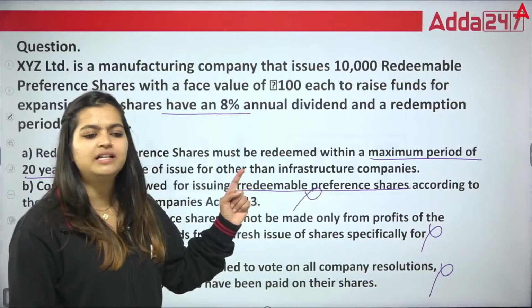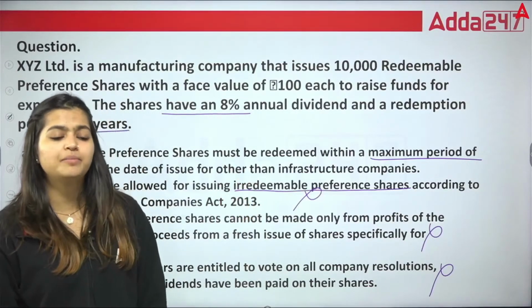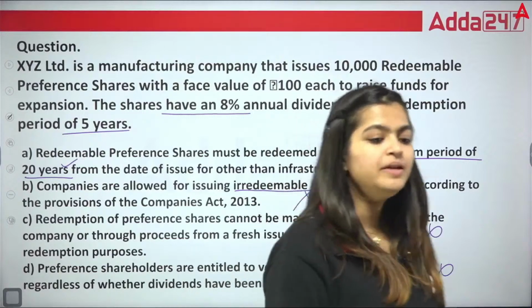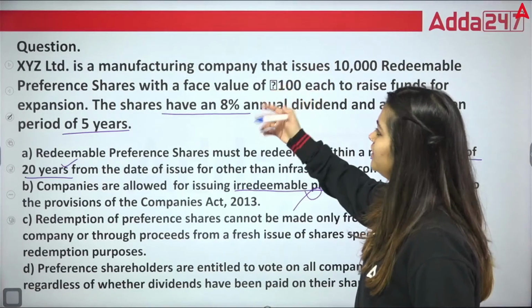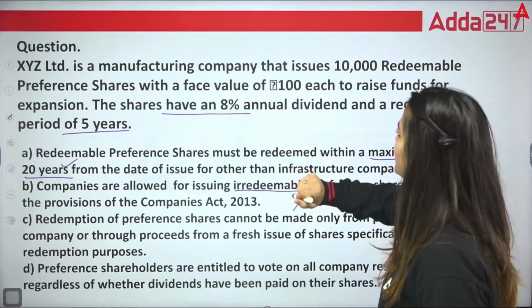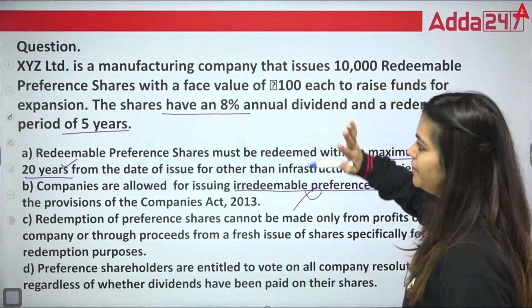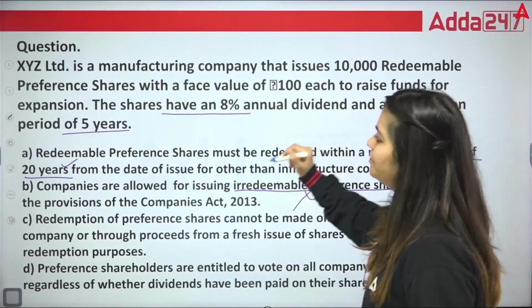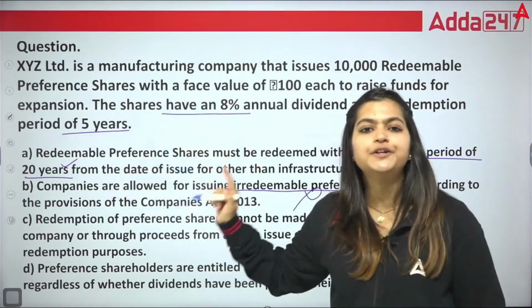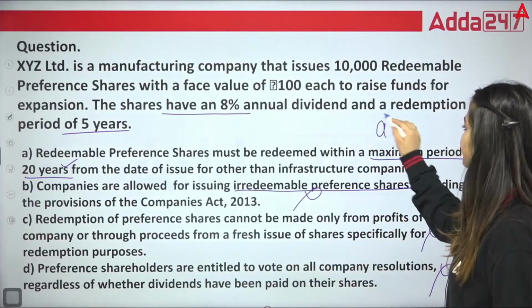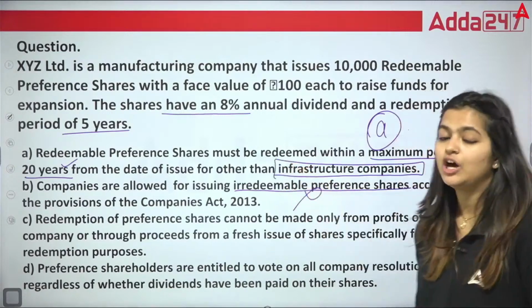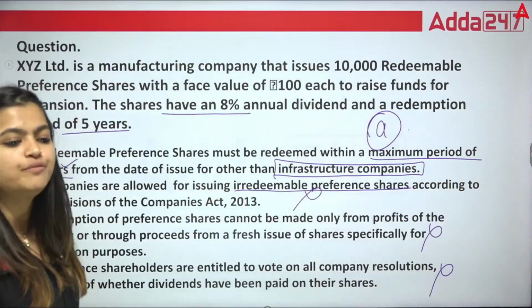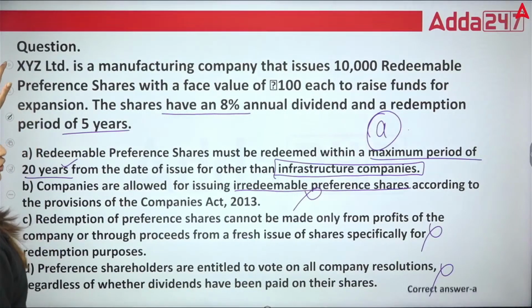Can you tell me what is the limit for an infrastructure company? What is the maximum time limit for the infrastructure company? Do you know that answer? As per the question, XYZ is a manufacturing company issuing redeemable preference shares. That is also correct. For a redemption period of 5 years, that is also correct. So the correct option of this question is option A. And you need to tell me what time limit is allowed for infrastructure companies in case of preference shares. Okay, Chali. Let's see the next question.